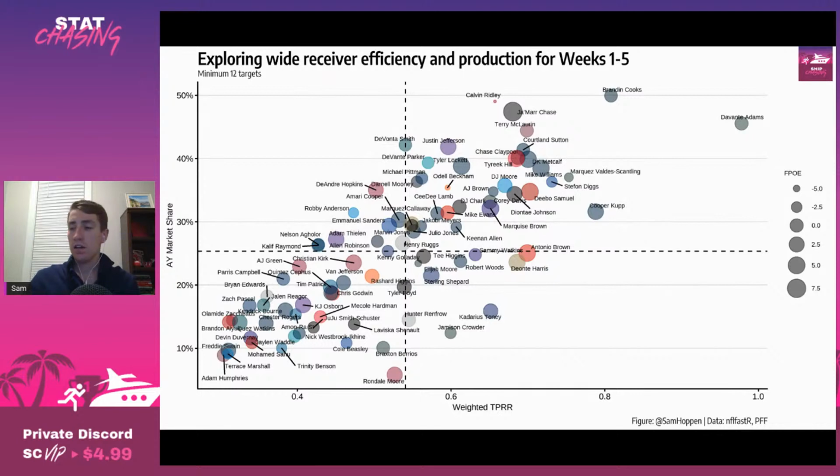Moving on, got the wide receivers up next. On the x-axis, we have weighted targets per route run, and then air yards market share on the y-axis, and then the size of the bubble is fantasy points over expectation per game.